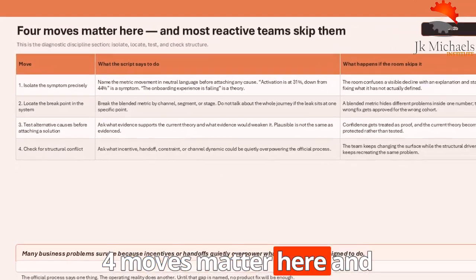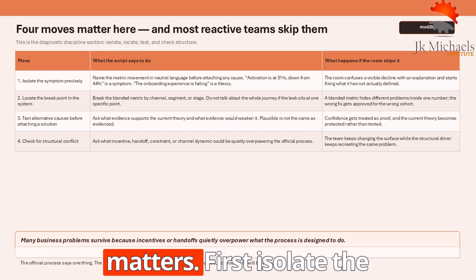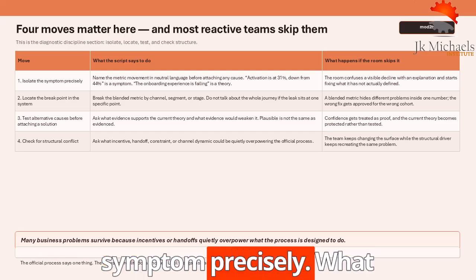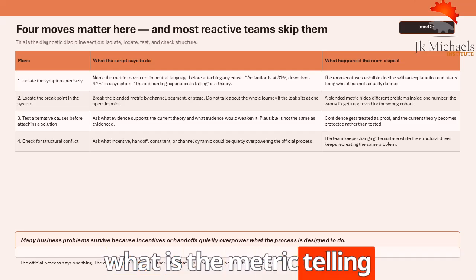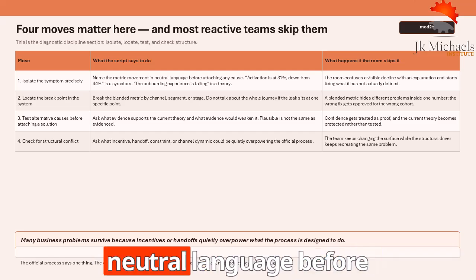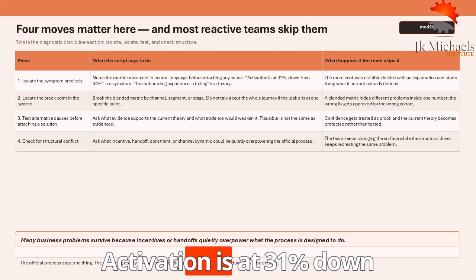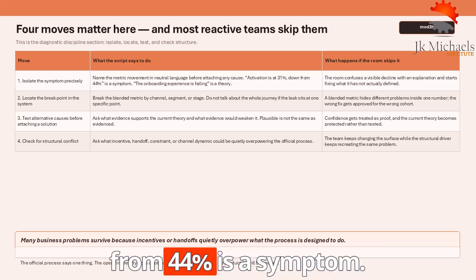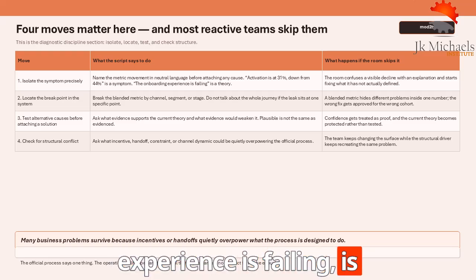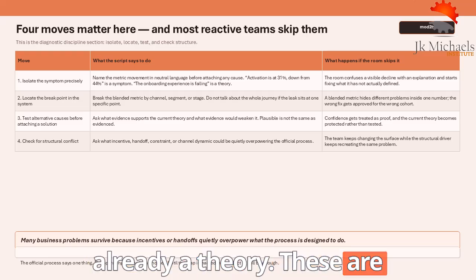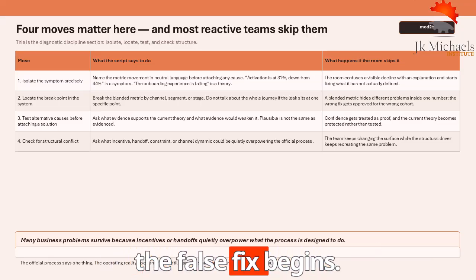4 moves matter here, and most reactive teams skip them in the order that matters. First, isolate the symptom. Precisely. What exactly is happening, and what is the metric telling us? Name the symptom in neutral language before attaching any cause. Activation is at 31%, down from 44%, is a symptom. The onboarding experience is failing, is already a theory. These are not the same sentence, and treating them as interchangeable is where the false fix begins.